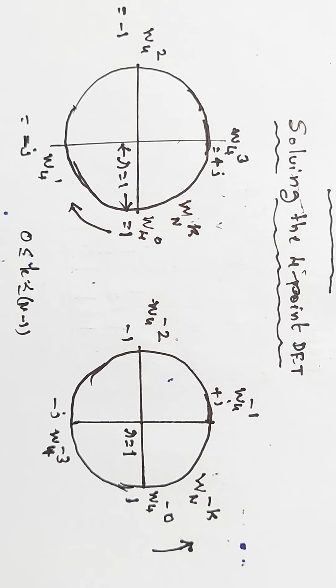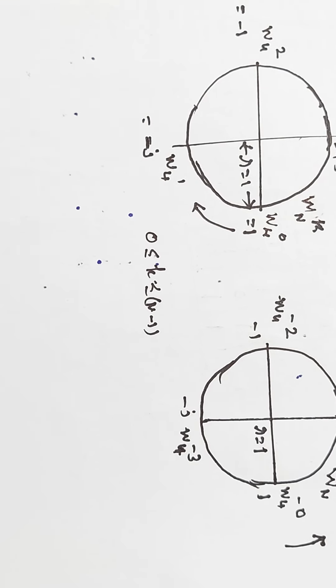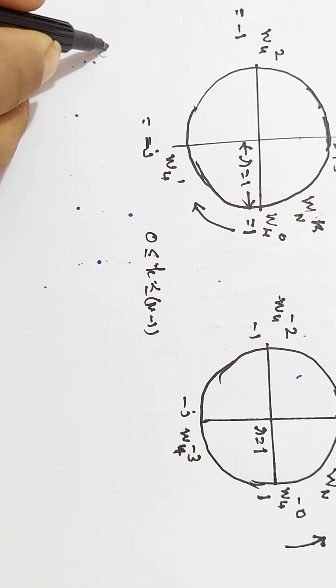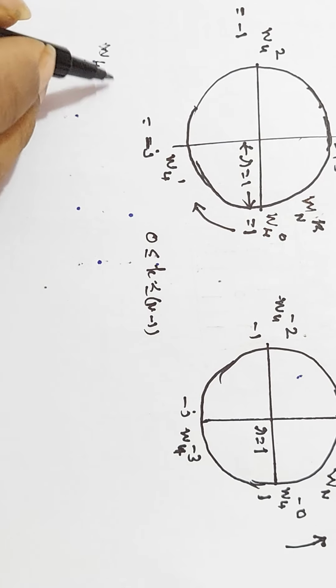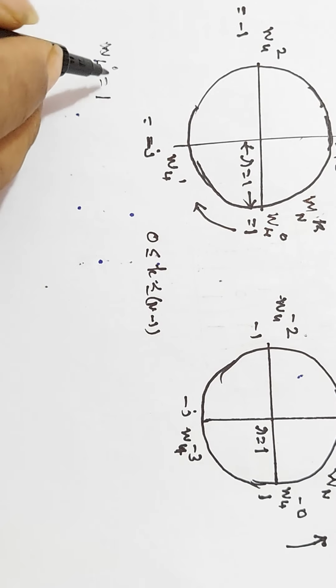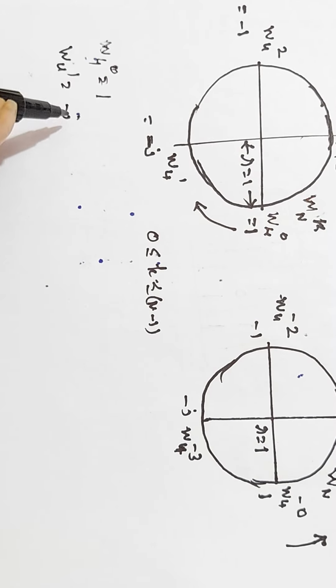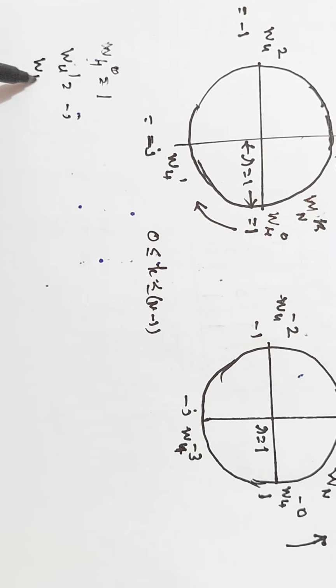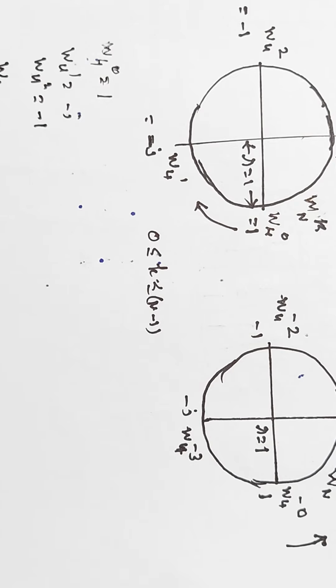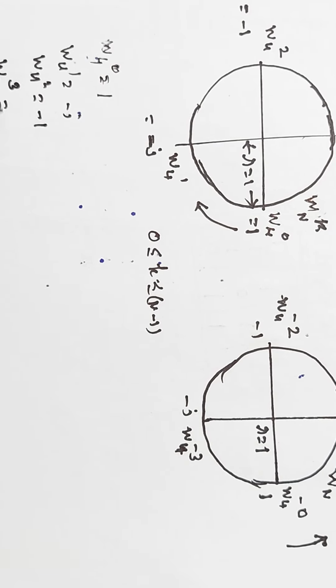And we have also derived all these values. So, W_4^0 is equal to 1. W_4^1 is equal to minus j. W_4^2, the 4-point DFT of the 3rd sample, is minus 1. The 4th point, W_4^3, is equal to plus j.